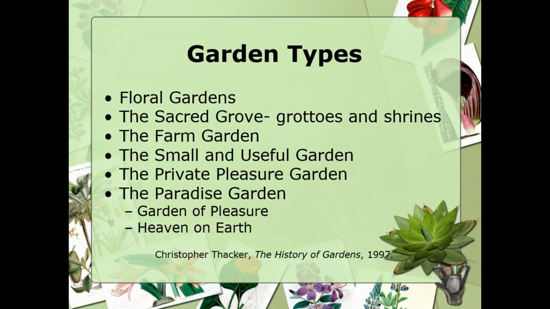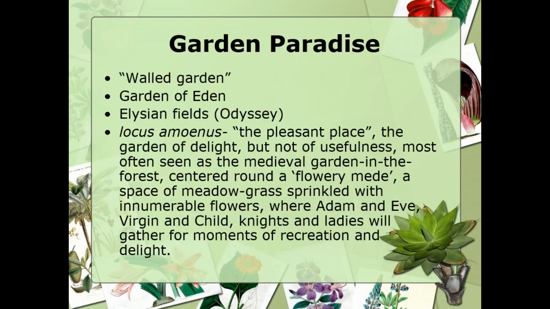So there's plenty of garden types. There's floral gardens, the sacred grove, grottos and shrines, the farm garden, the small and useful garden, the private pleasure garden, the paradise garden, and the garden of pleasure, heaven on earth. Walled garden, Garden of Eden, Elysian fields. Locus amoenus, the pleasant place, the garden of delight but not of usefulness, most often seen as the medieval garden in the forest, centered round a flowery mead, a space of a meadow, grass sprinkled with innumerable flowers, where Adam and Eve, virgin and child, knights and ladies will gather for moments of recreation and delight.